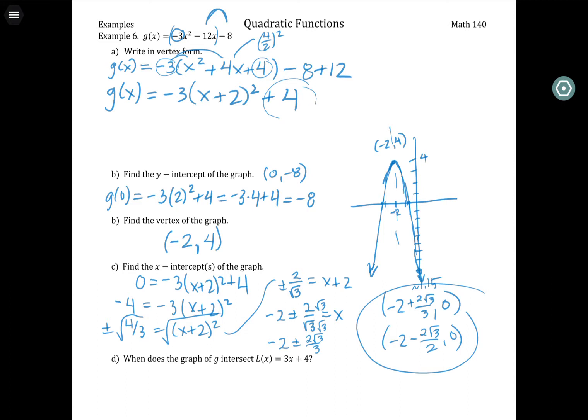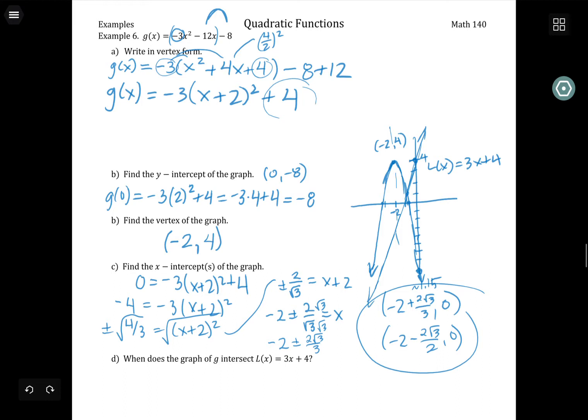I did tack on one more question here just to go back to some work we did earlier. We want to know when the graph intersects y, or L of x equals 3x plus 4. So I already have a picture. I even can kind of get a rough idea. L of x equals 3x plus 4 has a y-intercept of 4 and a slope of positive 3. So it's going to go something like this.